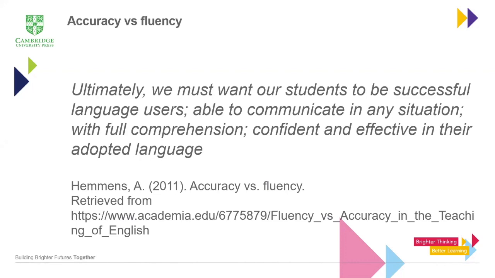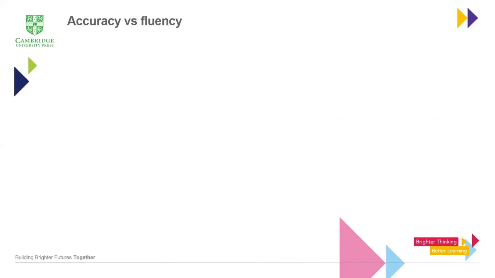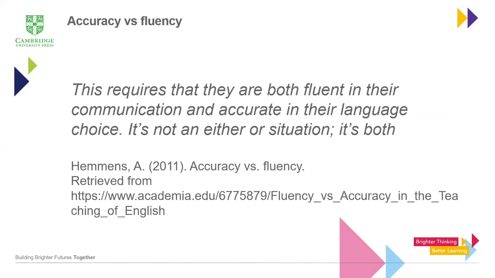So what does that actually mean? Well, they need to be able to communicate in any situation. They need to have full comprehension, and they need to be confident and effective in their adopted language. In other words, in using a language which is not their primary language. And he continues by bringing us back to this idea of fluency and accuracy. And he says this: in order to do the previous things, students need to be both fluent in their communication and accurate in their language choice.